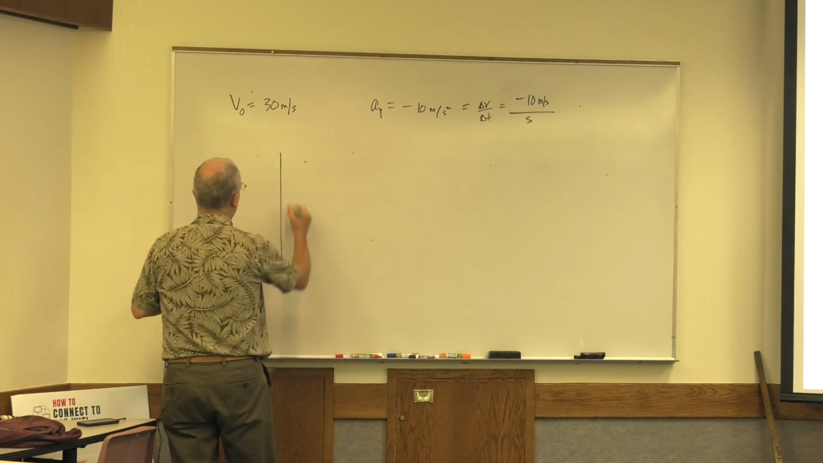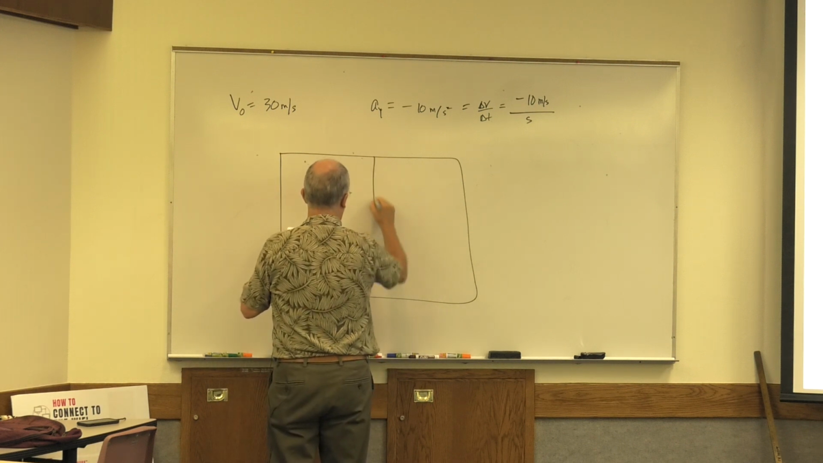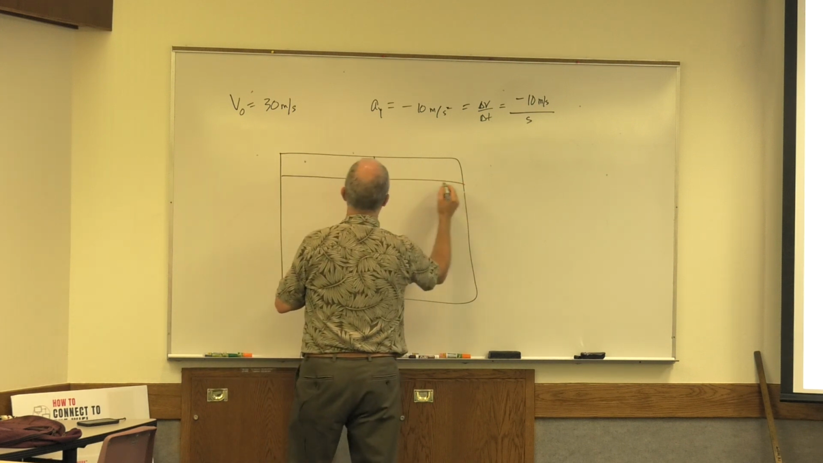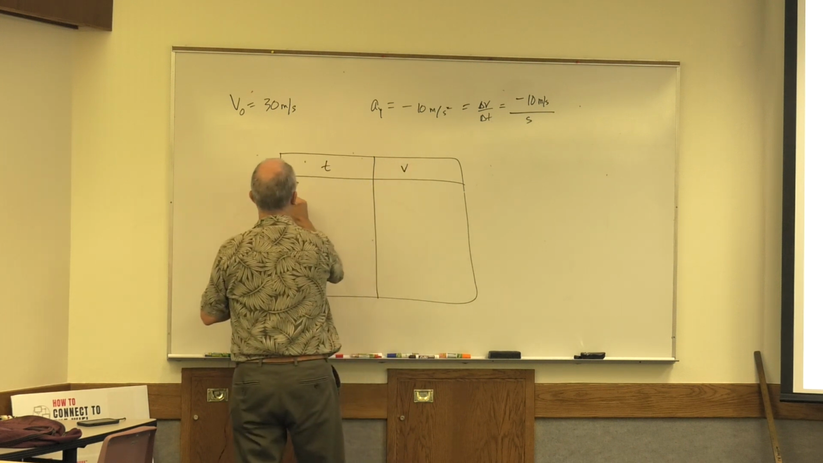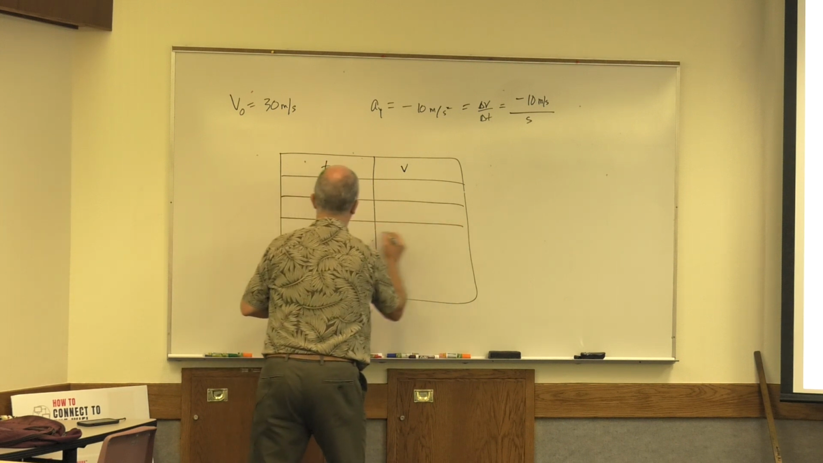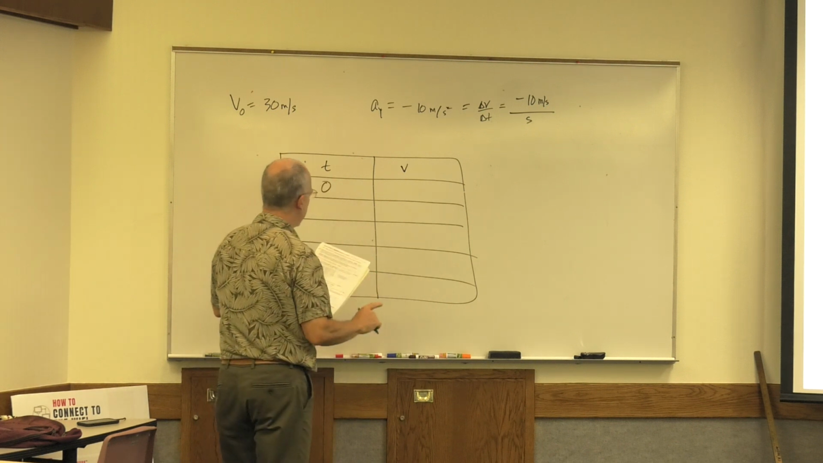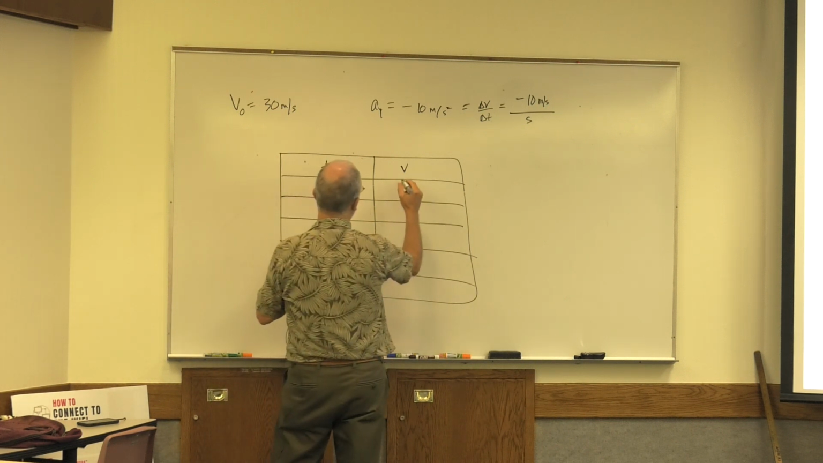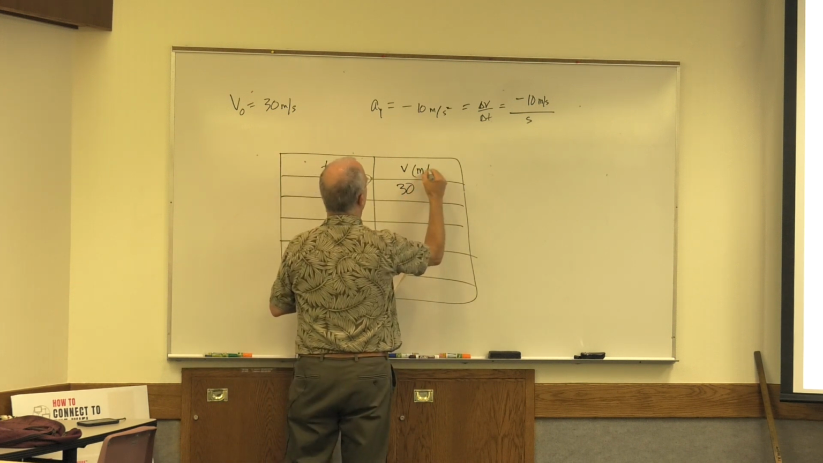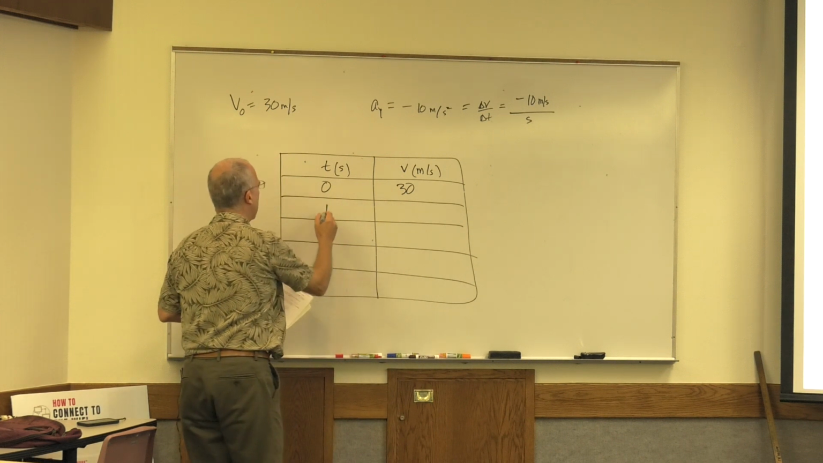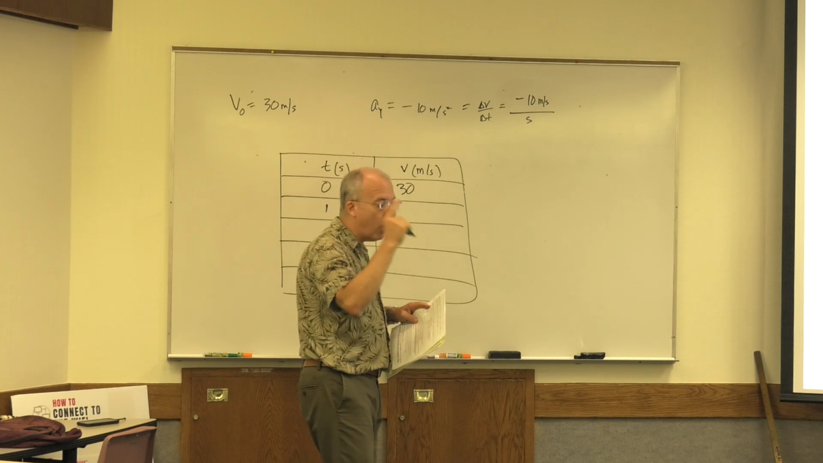All right, so let's do it. I'll make a table here. So this is the time, in seconds, and this is the velocity, in meters per second, so I don't have to keep writing. All right, so initially, I'm saying it's going up at 30 meters per second. Okay, here's the question. It starts off at 30 meters per second. What is the speed after 1 second?